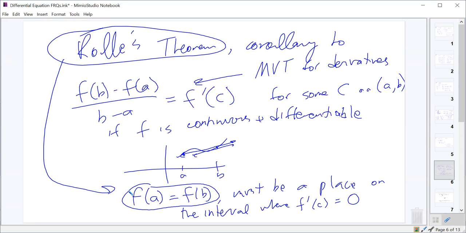They might say something like, here's a function, verify Rolle's theorem on the interval 2 to 7. Then you'd have to show that f(2) was equal to f(7). And then you'd have to find the place where the derivative equals 0. Okay, got it. Thank you. Does that make sense? Yeah. Cool.